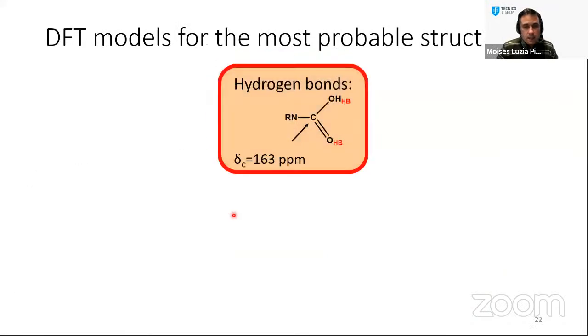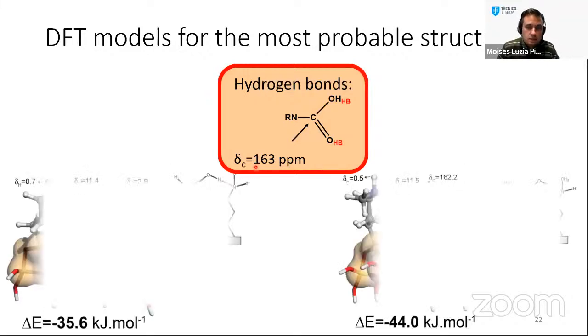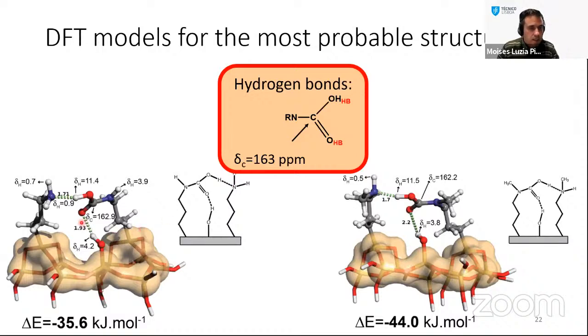And lastly, the one that is more intense, 164 ppm. As you can see here, we concluded that we have an interaction with a lateral amine like this, and also a very strong interaction with the silanol at the surface.